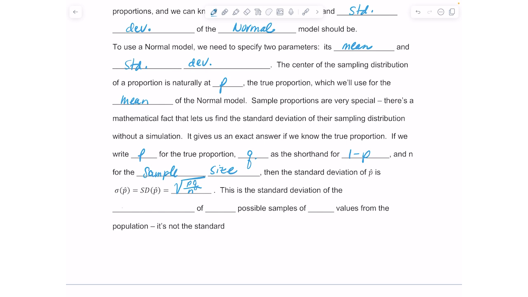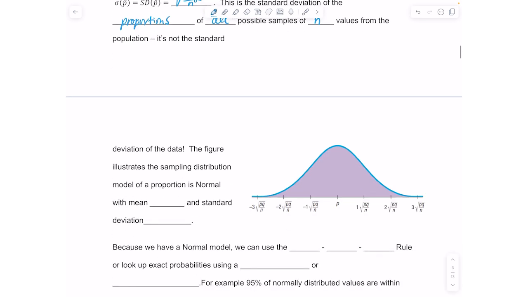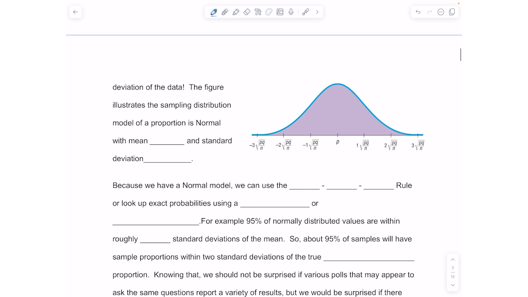This is the standard deviation of the proportions of all possible samples of N values from the population. It's not the standard deviation of the data. The figure illustrates the sampling distribution model of a proportion: it is normal with a mean of P and a standard deviation of the square root of P times Q over N.